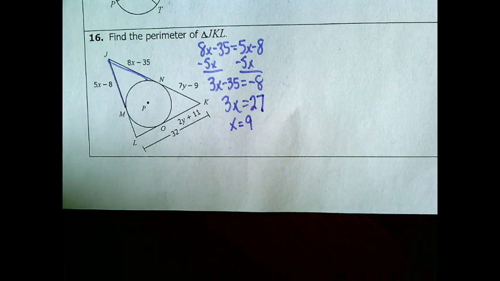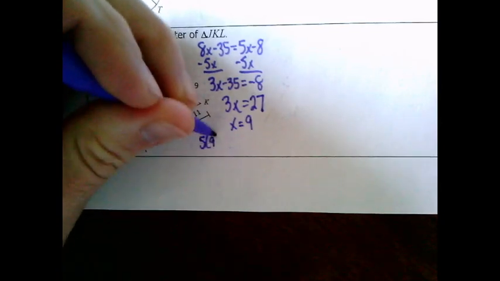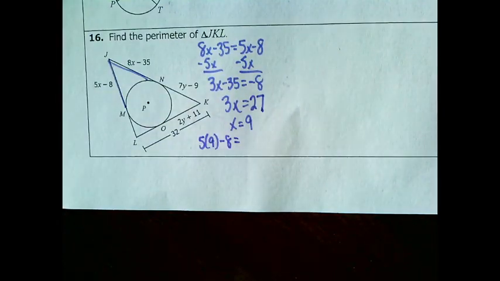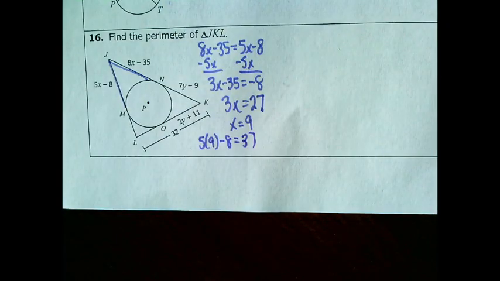Well, I'm going to have to plug that in to get the length of that side. It doesn't matter which one I plug it into. Let's just plug it into this one right here. So I get 5 times 9 minus 8. 5 times 9 is 45. 45 minus 8 is 37. So that gives me a length of 37. So that means everything you see in this problem that's purple is 37.